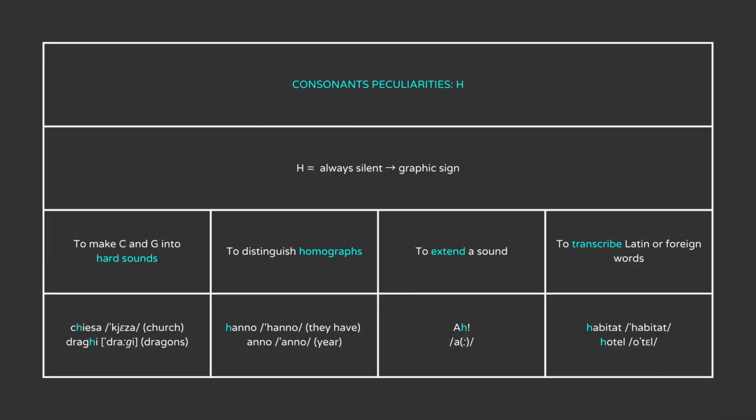Last, peculiarity number 5. In Italian, H is always silent, so it's used as a graphic sign in these cases. First, to make C and G into hard sounds. Second, to distinguish homographs. For example, anno, they have, and anno, ear. Third, to extend a sound. For example, ah. Last, to transcribe Latin and foreign words. For example, habitat or hotel.